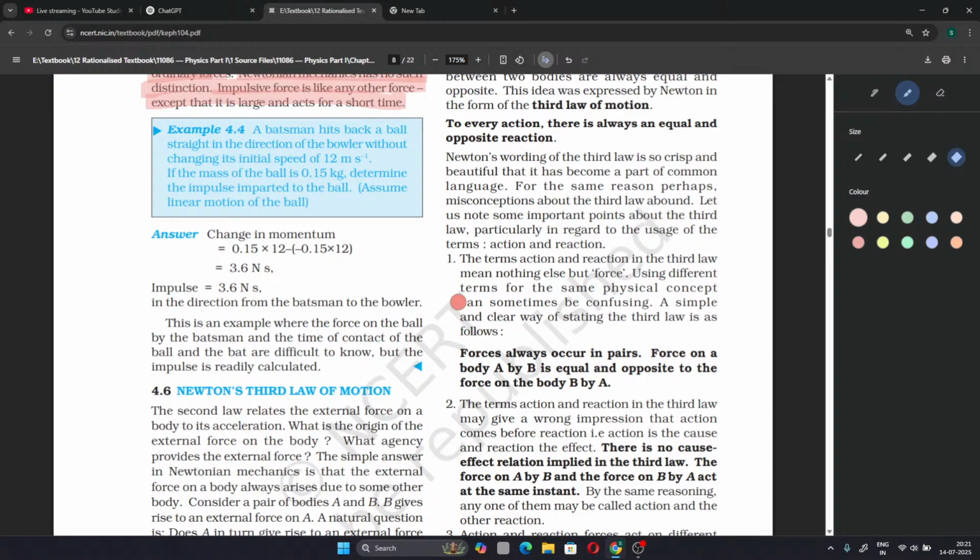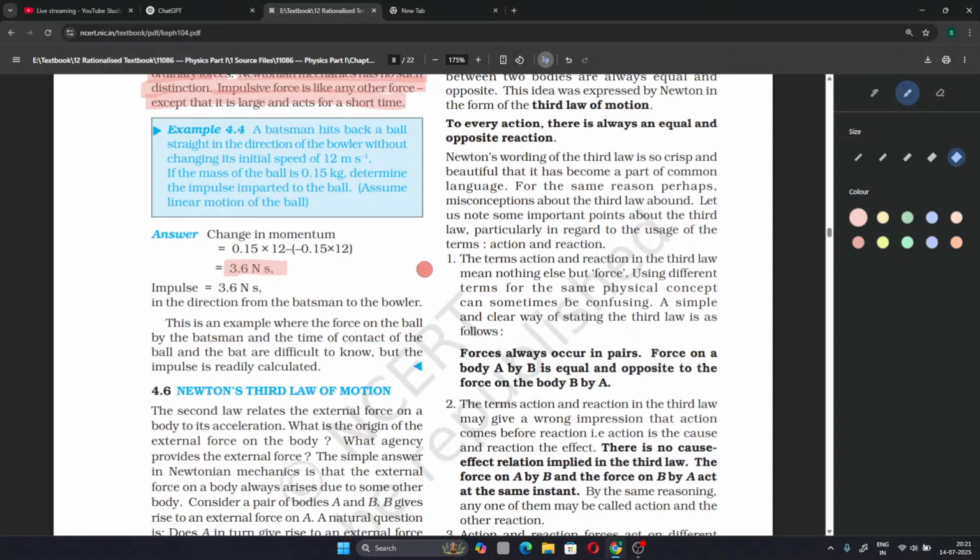Change in momentum equals 0.15 times 12, which is the initial speed of the ball, minus 0.15 times minus 12. We took minus 12 because it is not the mass that is negative, it is the velocity that is negative, because it's a vector. And we will get 3.6 newton second.